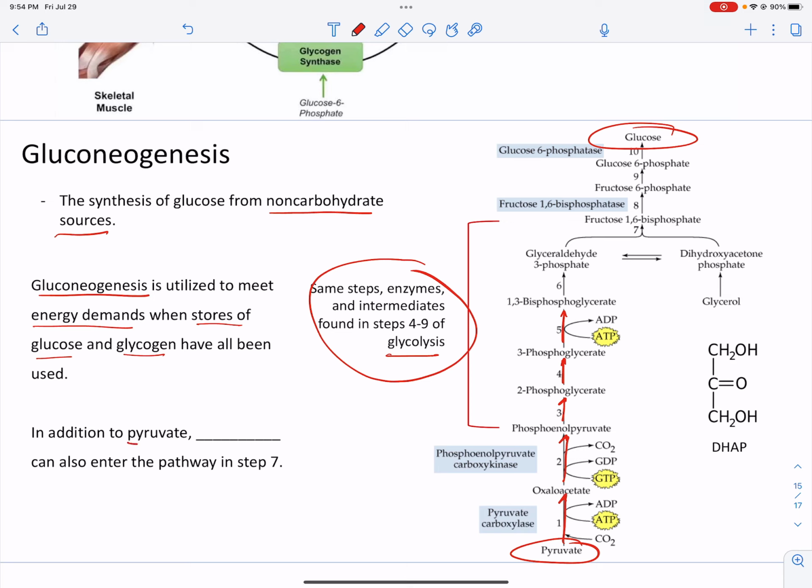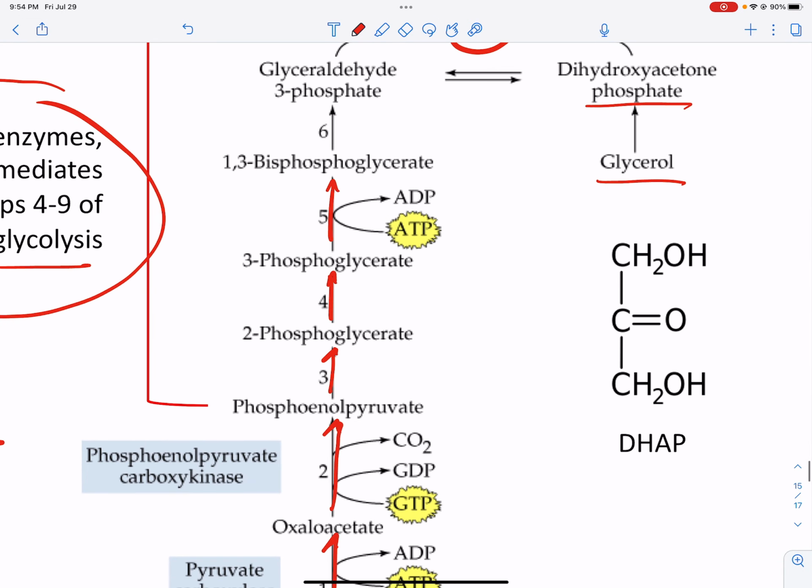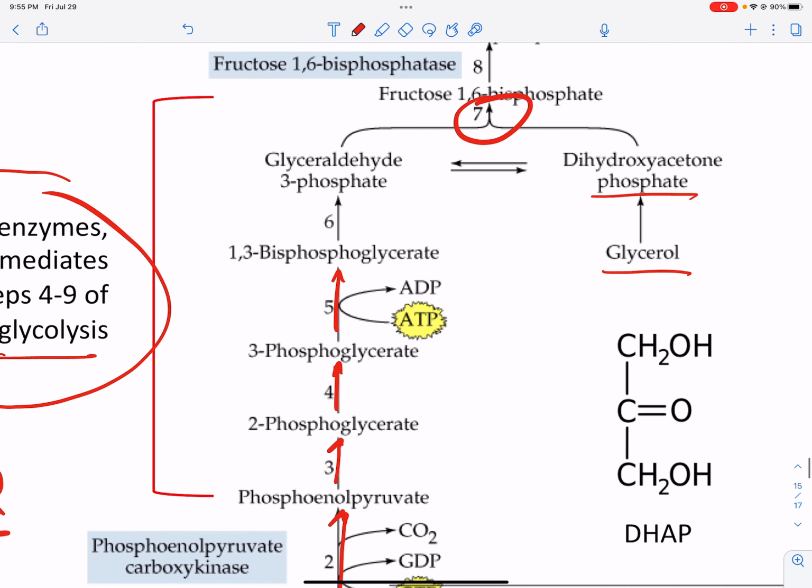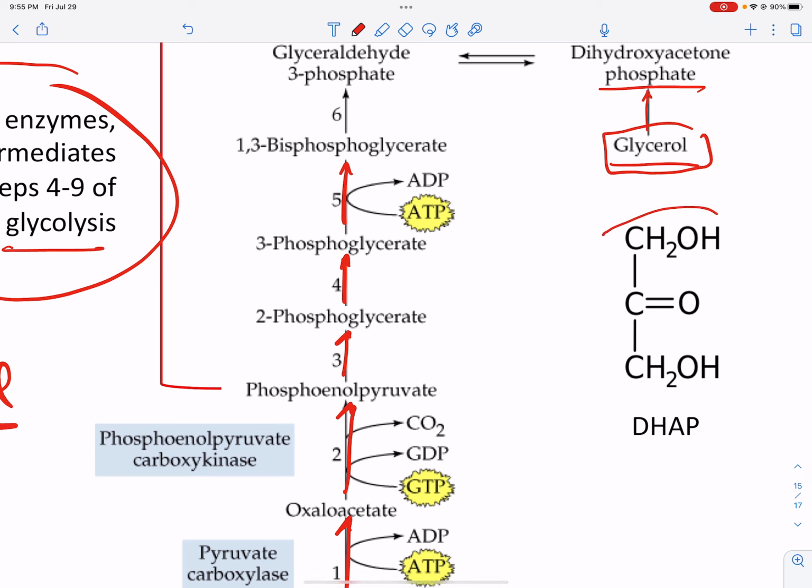Or in addition to pyruvate, you can take molecules like DHAP, dihydroxyacetone phosphate, or glycerol, which, remember, glycerol is the backbone of fatty acids. And these can enter the pathway at step 7. So you can take DHAP, glycerol from fatty acids. I actually put the structure of DHAP right here so you can see how similar it is to glycerol, okay? Because the first step with glycerol is that you convert it into DHAP. Well, how does that happen? Well, look at this. This is pretty much almost glycerol.